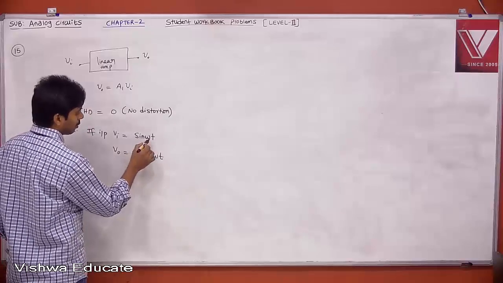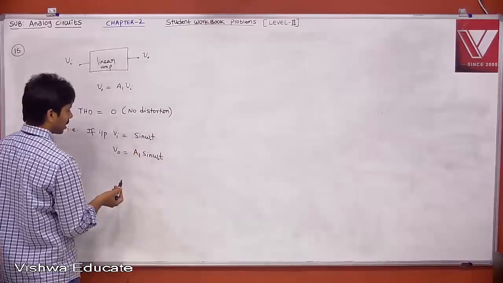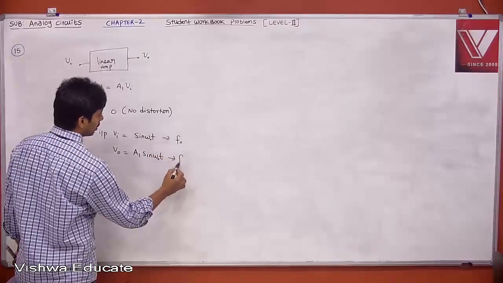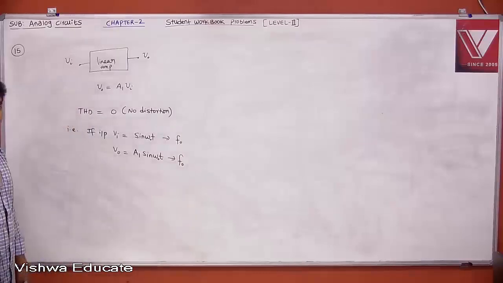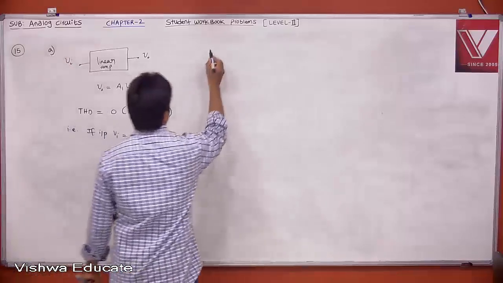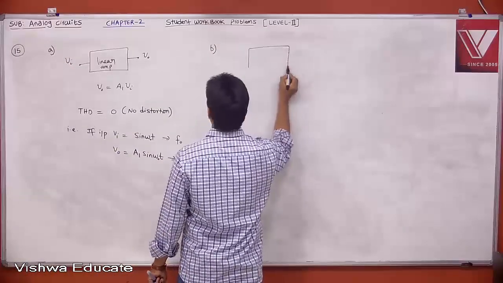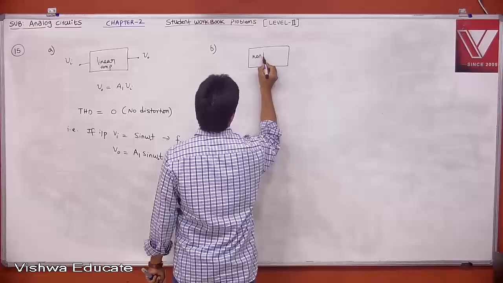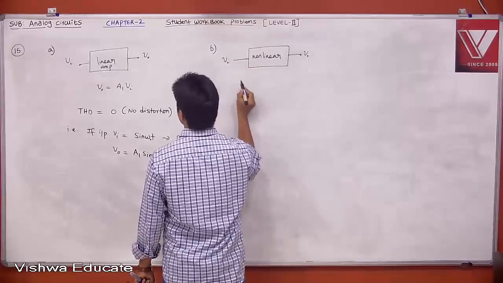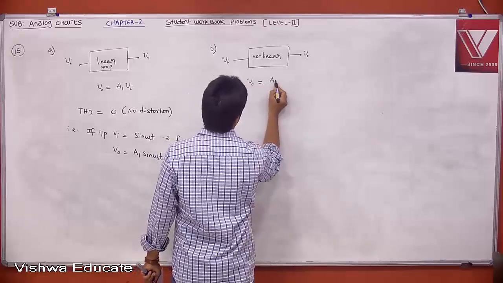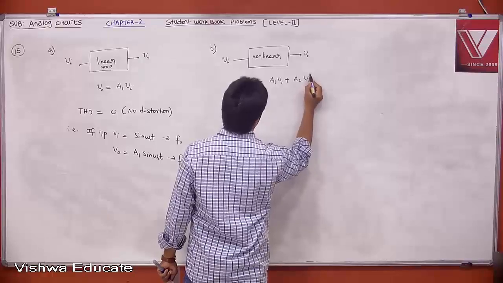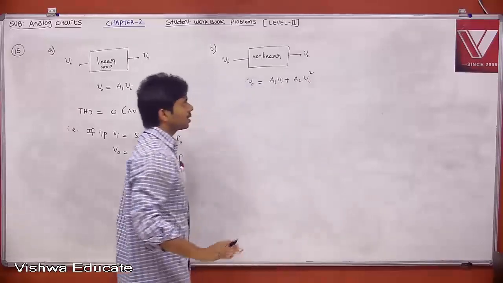Right? Therefore, let us say omega naught, and then sin omega naught. This has one frequency component, omega naught. The output also has the same frequency component of f naught or omega naught. No harmonic distortion. Case B, non-linear. This is non-linear, but only second order, that is what we had seen before. Let us say V0 is equal to A1 into Vi plus A2 into Vi square. Let us take only second order.